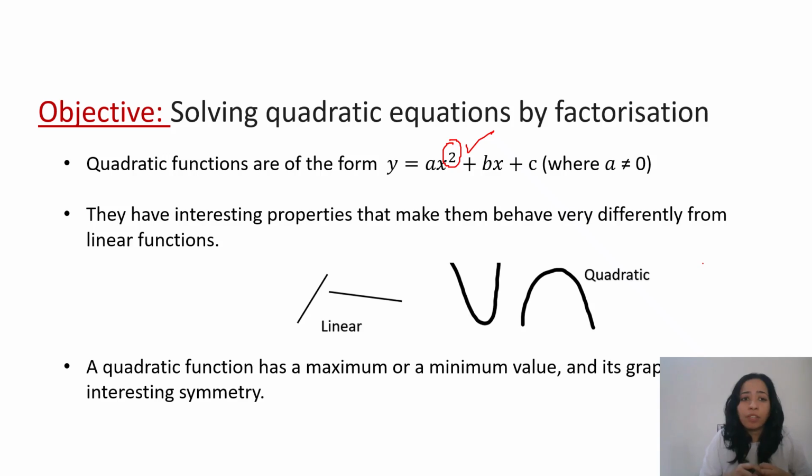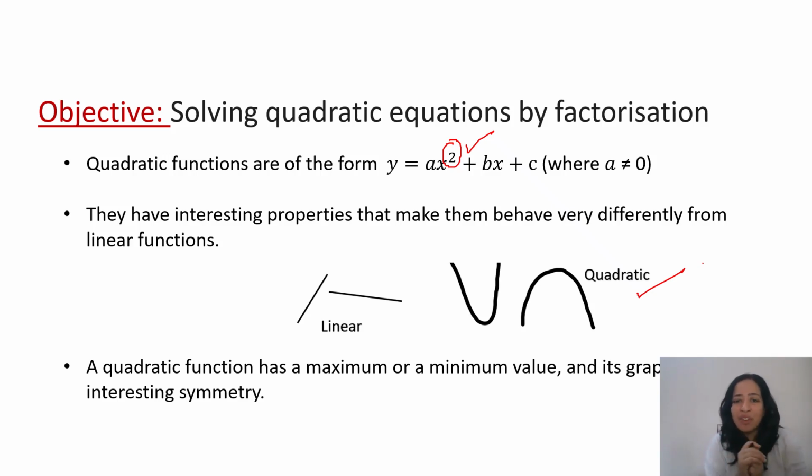Another objective which we will look at in our future classes is that a quadratic function has a maximum or minimum value, and it has some interesting symmetry as well. You can look at the quadratic graph over here, and you can see that it is kind of a symmetrical shape. Yes, it's a U-shaped curve.